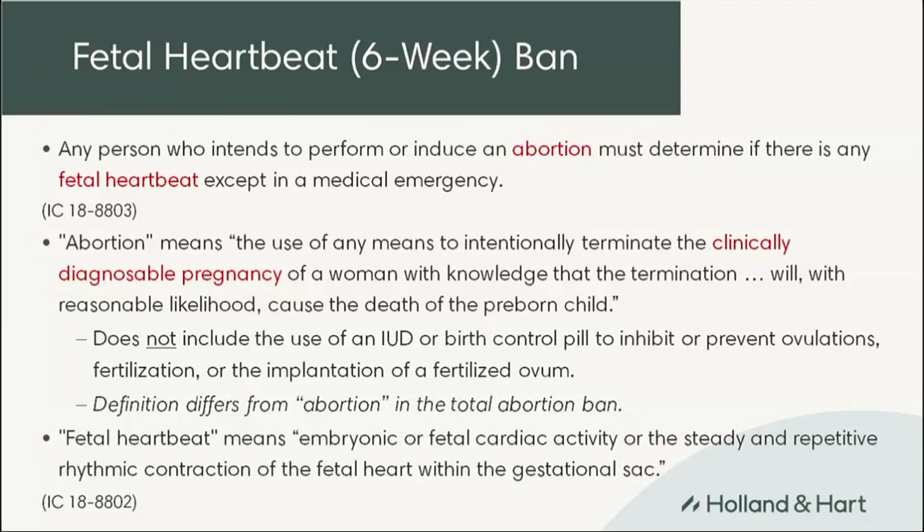Now, the fetal heartbeat ban has a different definition of abortion than the total abortion ban. And therefore, the Supreme Court's analysis of what is and is not an abortion under the total abortion ban does not apply to this 6-week ban. So you have to satisfy both of those. Under the 6-week ban, abortion means the use of any means to intentionally terminate the clinically diagnosable pregnancy of a woman with knowledge that the termination will, with reasonable likelihood, cause the death of the preborn child, and it does not include the use of an IUD or birth control pill to inhibit or prevent ovulation, fertilization, or the implantation of a fertilized ovum.